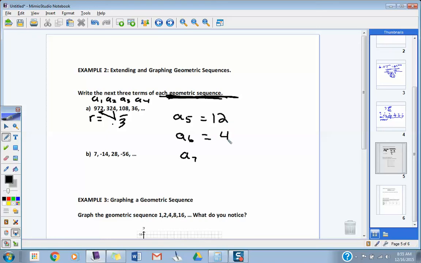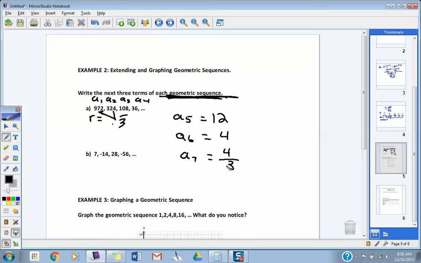Now we're going to turn around and take 4 and divide it by what? Divide it by 3. All right? You're going to get an ugly decimal. I'm just going to leave it as a fraction now because I can't simplify it. Next term is going to be 4 divided by 3. I'm just going to leave it as an improper fraction, about 4/3.